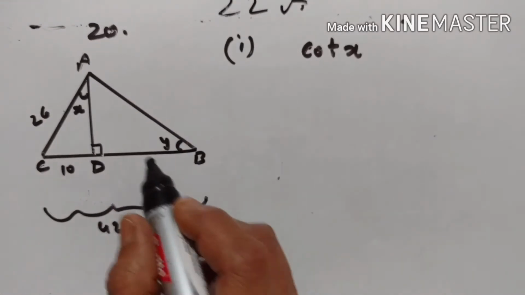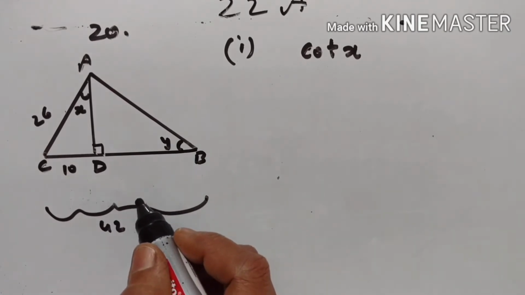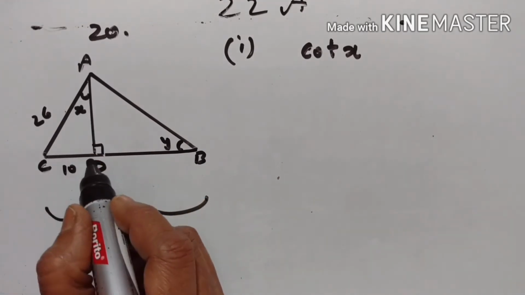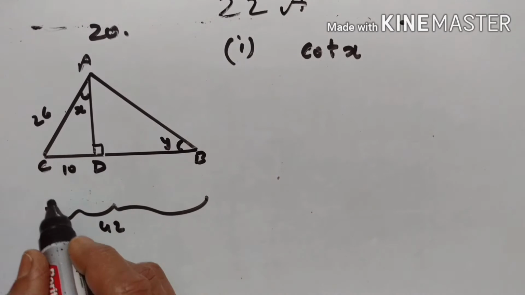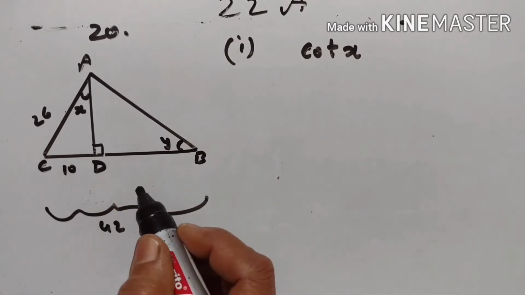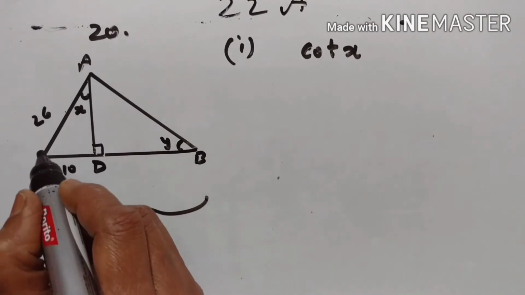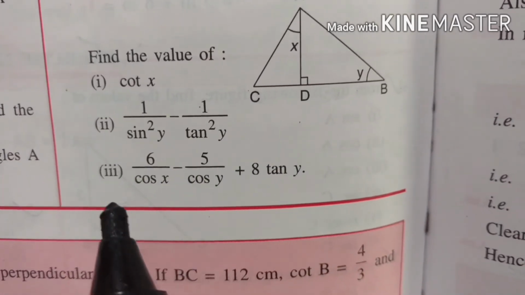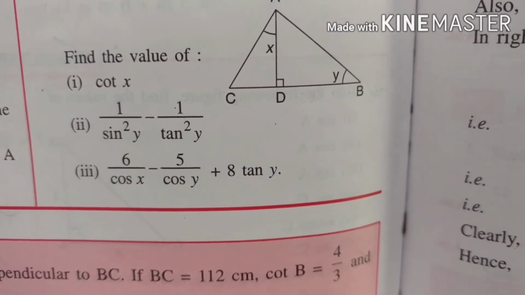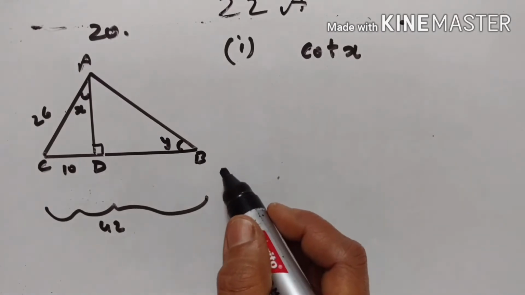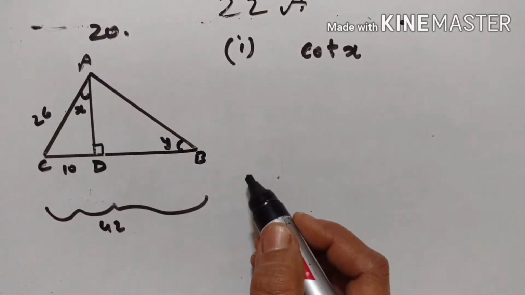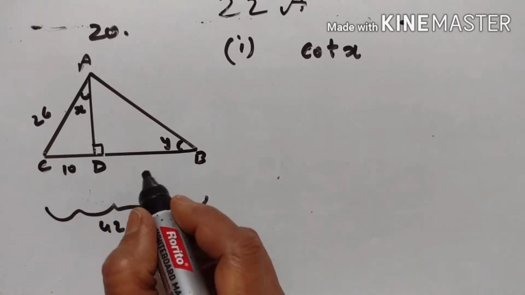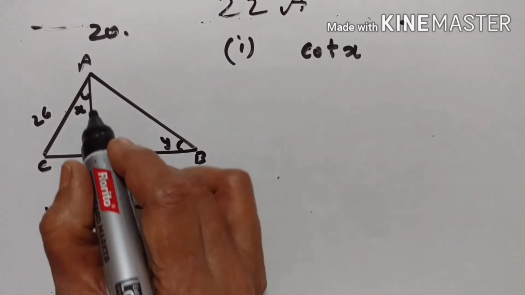20th problem. In this figure, it is given that AD is perpendicular to BC. AC is equal to 26, CD is equal to 10, BC is equal to 42, angle DAC is equal to X and angle B is equal to Y. We have to find the value of all this. Let us find what is AD and AB. Now BC is equal to 42, CD is equal to 10, means BD is equal to 32. Let us find AD now.